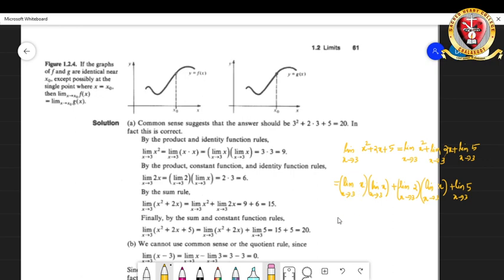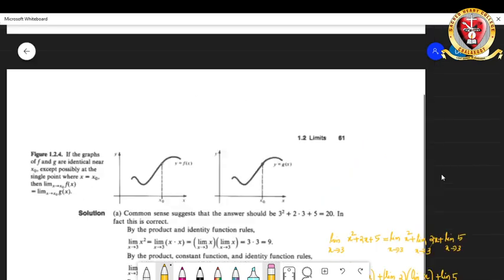So this is nothing but the identity rule. So you get 3 here, 3 into 3, right, plus 2, constant rule. This is the identity rule plus constant rule. So you get 9 plus 6 plus 5, that is 20. So that's how we find the first one.